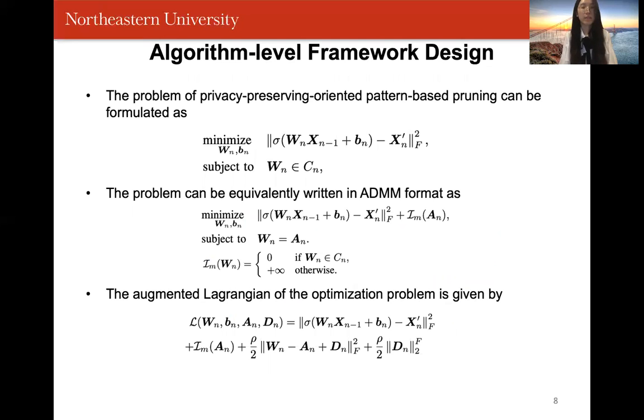We formulate the privacy preserving oriented pattern-based pruning as an optimization problem. The objective function is to minimize the Frobenius norm between the original output volume of the user's pre-trained model and the output of the compressed model, given the same input data volume. And the weight matrix has to satisfy certain requirements for the pattern-based pruning. With this formulation, we equivalently write this problem in the ADMM format as below. With the help of an indicator function I and auxiliary variable A, we can then obtain the augmented Lagrangian of the optimization problem as below.